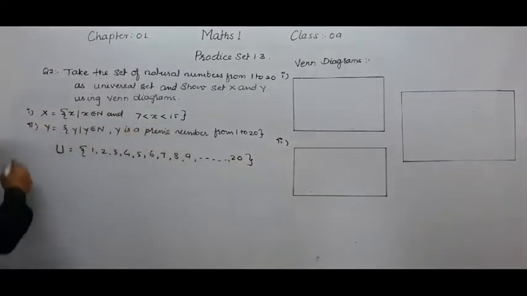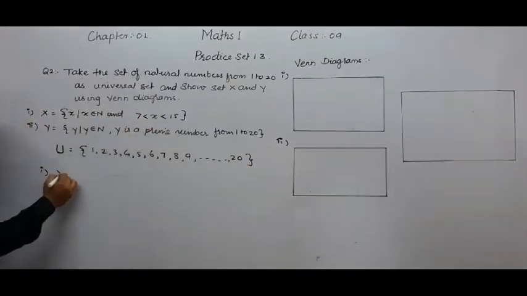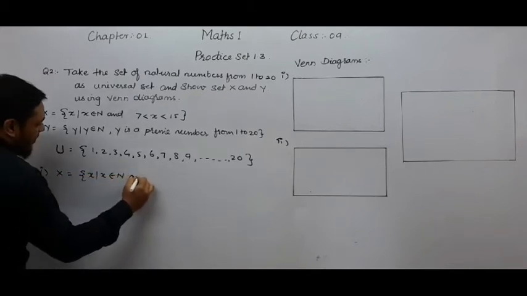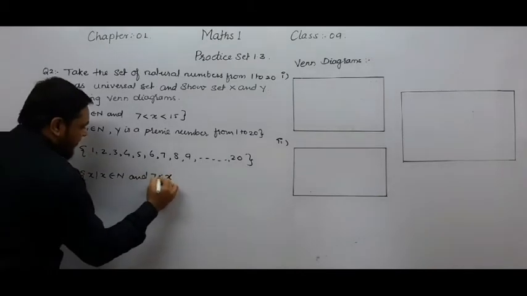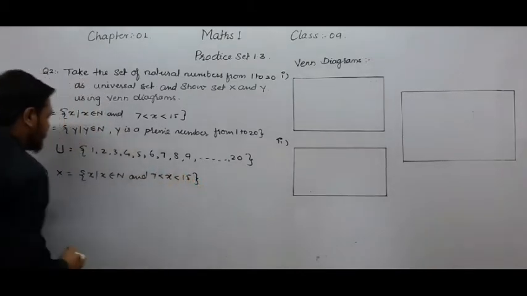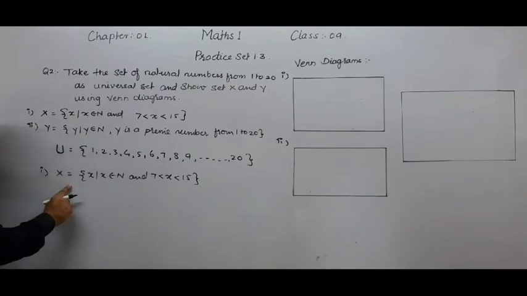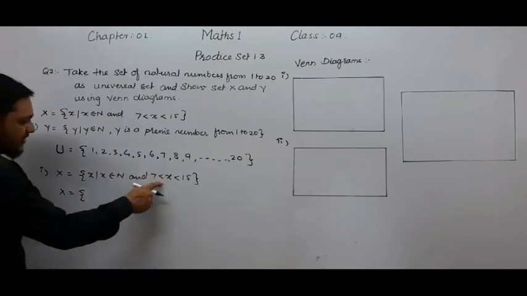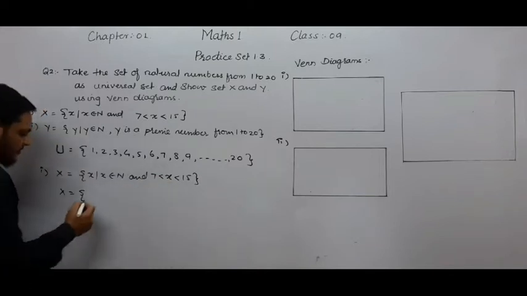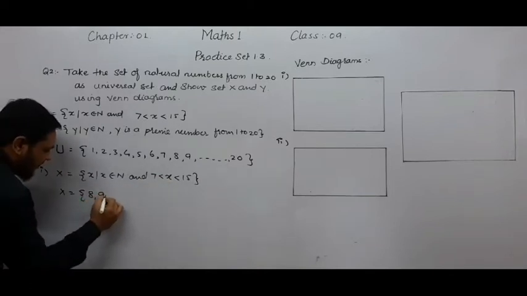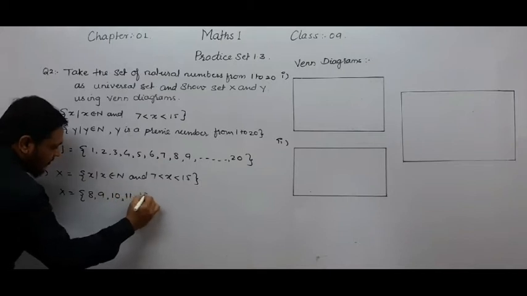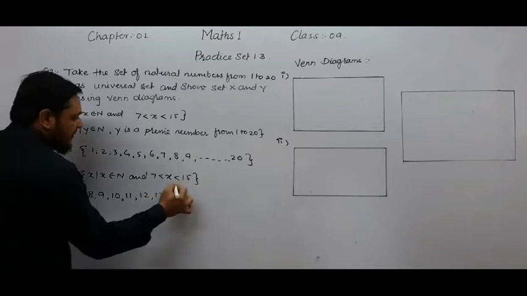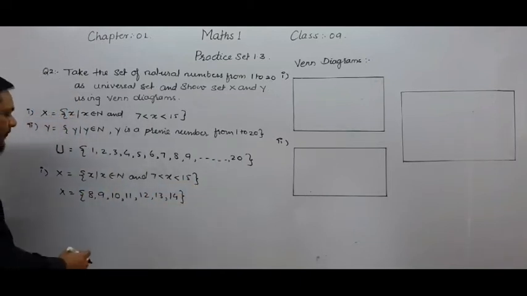Now we will take the first set, X = {x | x ∈ N and 7 < x < 15}. First we will write this set in the listing form. We want the natural numbers which are greater than 7 and less than 15. So the elements are 8, 9, 10, 11, 12, 13, 14. We want the elements which are less than 15, that is why we will write it up till 14.